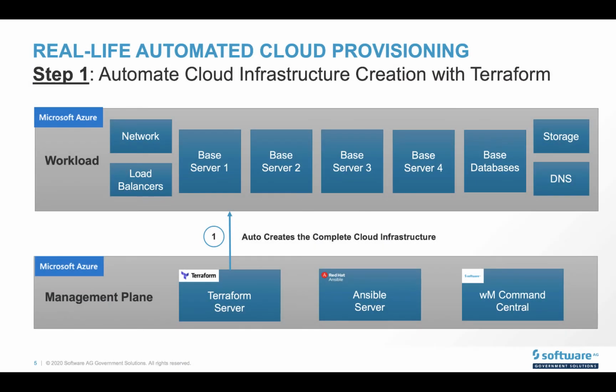So step one, Terraform is going to auto-create the complete cloud infrastructure. So really think about it. It's all the VMs or virtual machines in Azure. It's the different networks, the subnets, the routes, the load balancers, the storage, the DNS. There is a lot of things going on, and everything can be scripted in Terraform to essentially do that over and over again with extreme predictability, like I mentioned in one of the previous slides.